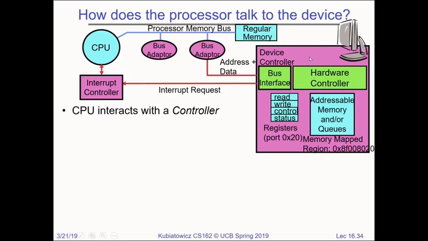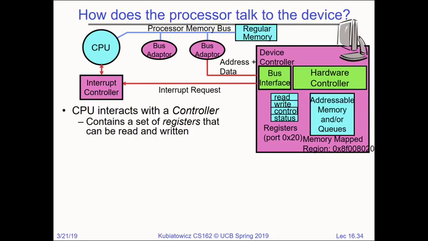Here's an example of maybe a screen that has a device controller and a bunch of interfaces and registers and memory. For instance, this CPU might interact with addressable memory, which when you write a byte in that addressable memory, it automatically puts a bit on the screen. Or when you write a byte in this addressable memory, it causes a rectangle or a triangle to be drawn as part of your game.